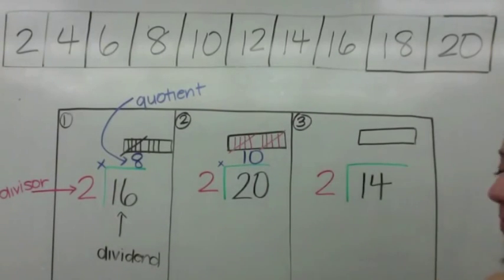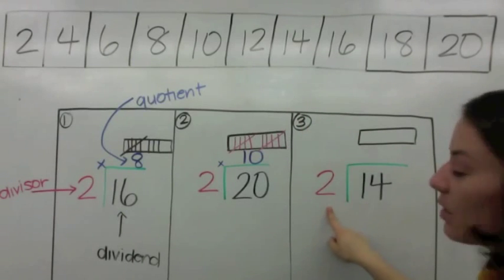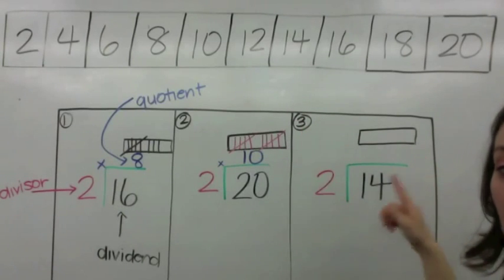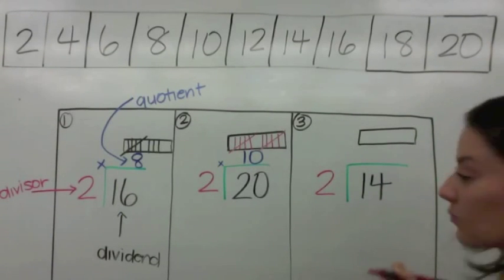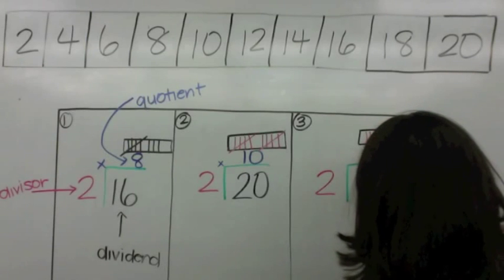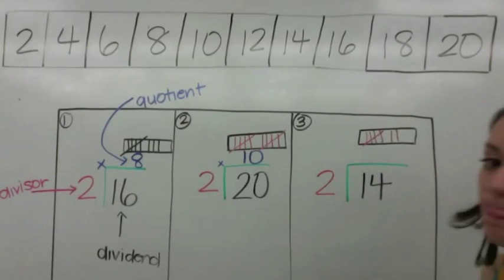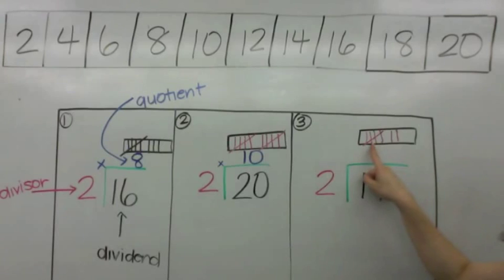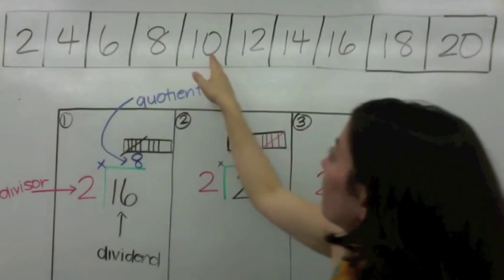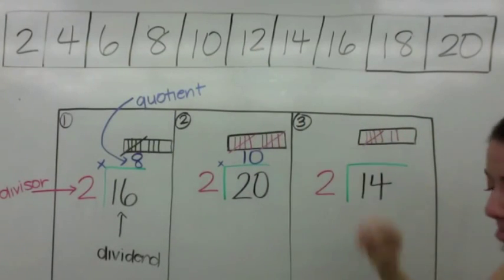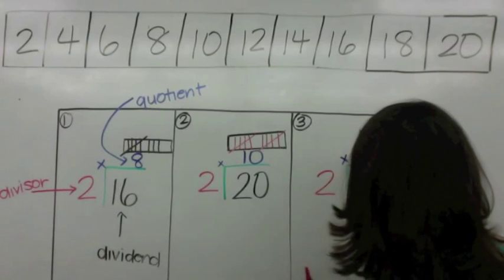Let's try one more and skip count by 2's. This is 14 divided by 2. Say it with me. 14 divided by 2. How many times are we going to skip count by 2 to get to 14? Count with me now. We're going to say 2, 4, 6, 8, 10, 12, 14. So I made a tally mark of 5 plus 2, which is 7, right? 1, 2, 3, 4, 5, 6, 7. I should end up at 14. So we have our quotient: 2 times 7 is 14.